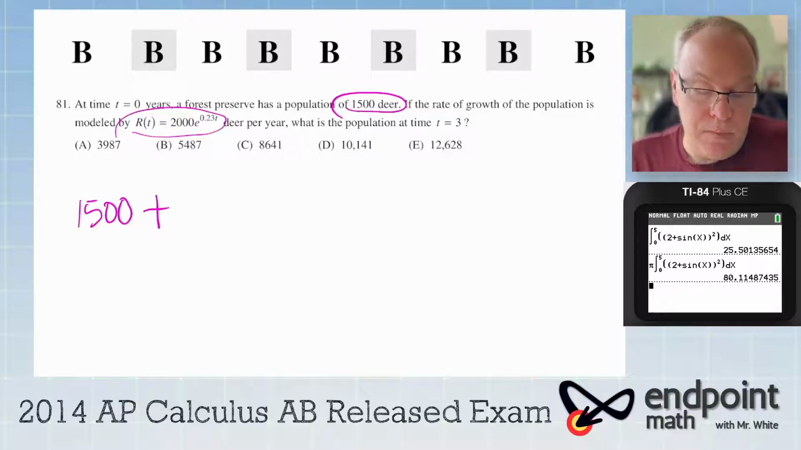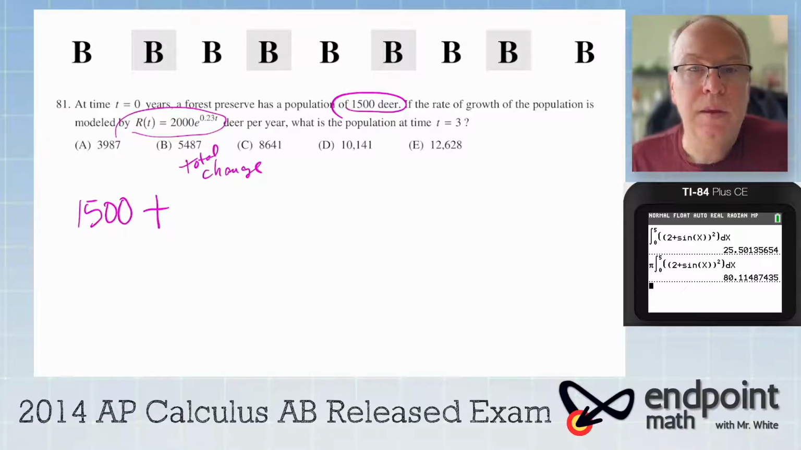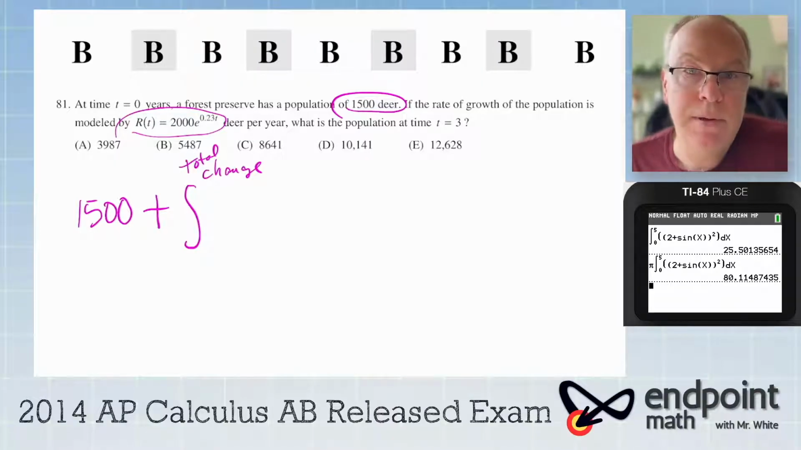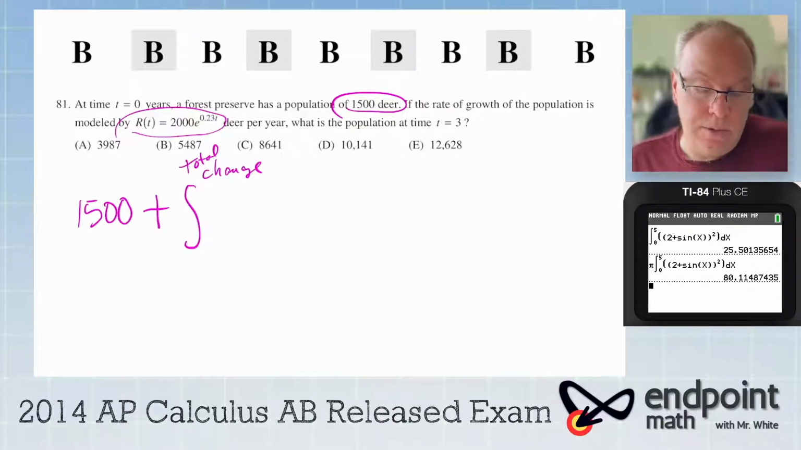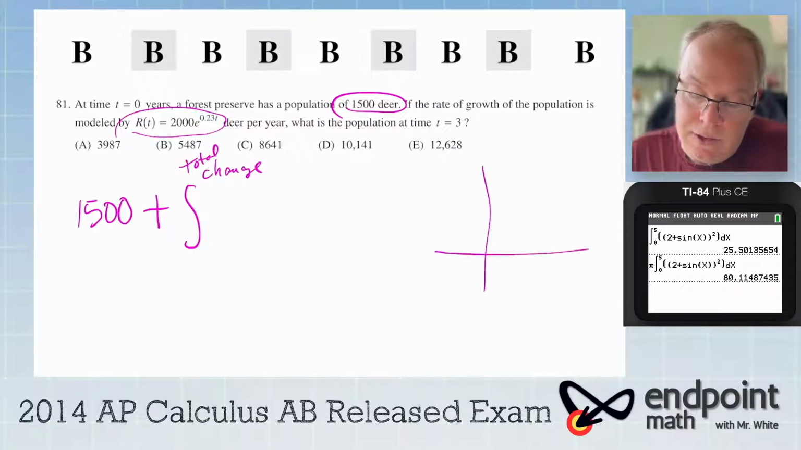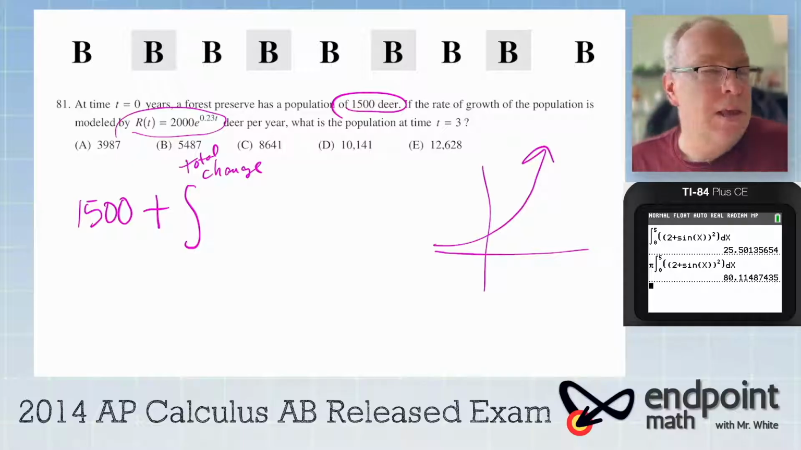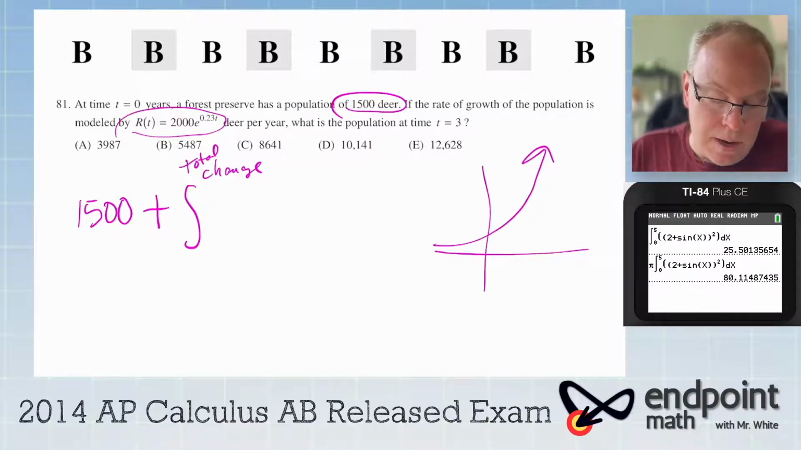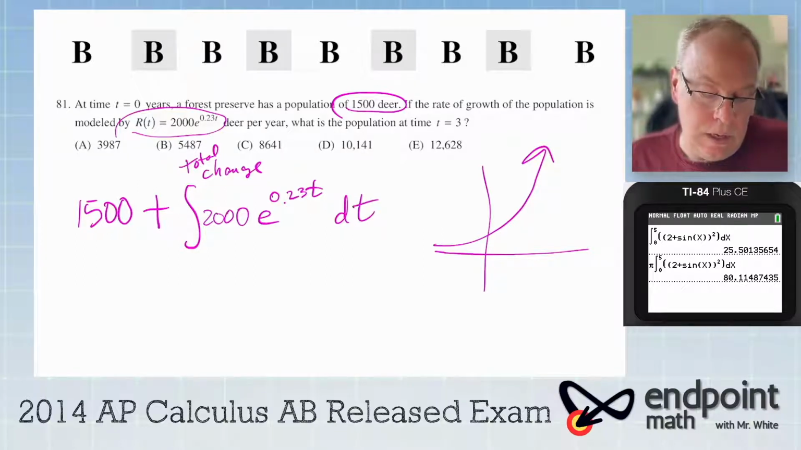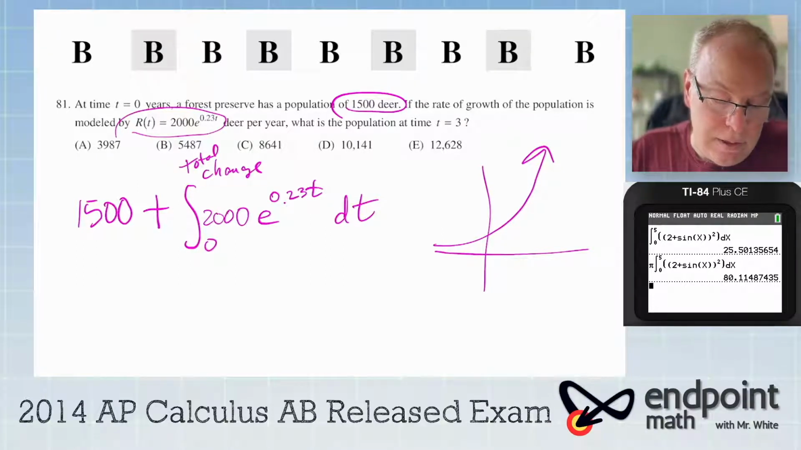What is the population? So we need to add the change, the total change. Remember, that's the integral of the rate. Like the integral of velocity can be your distance traveled if you do the absolute value. So this total change would be the absolute value. And I don't need to put the absolute value here because we understand that e to the x is always positive. That is something you might want to think about. We don't need to do an absolute value here, but we could do 2,000 e to the 0.23 t dt. And this is going from 0 to 3.